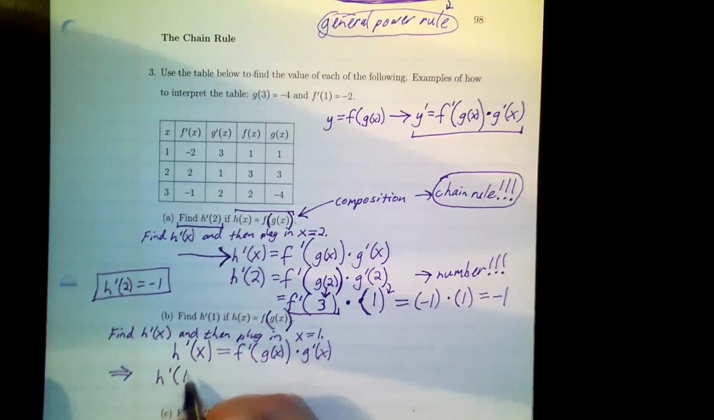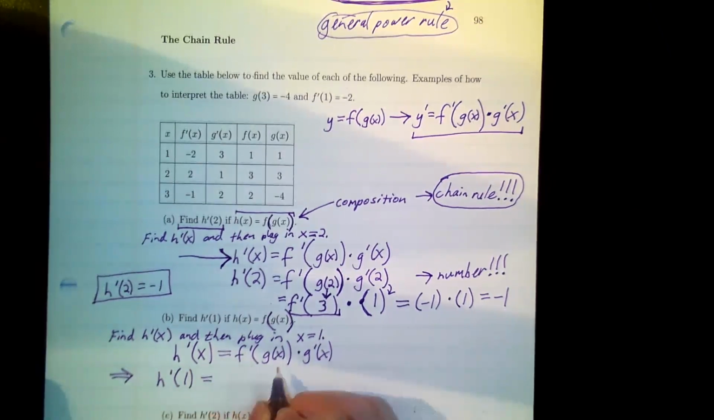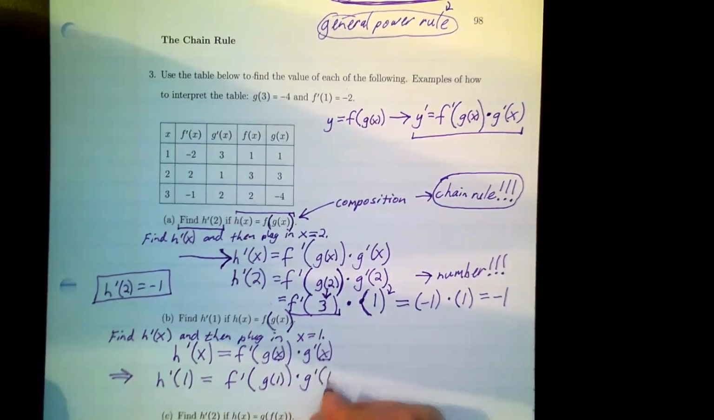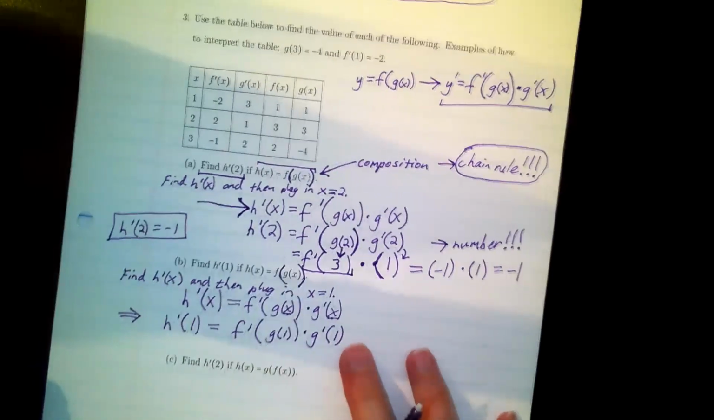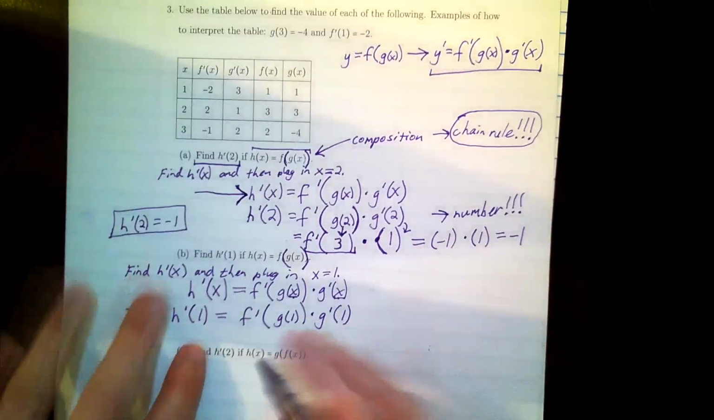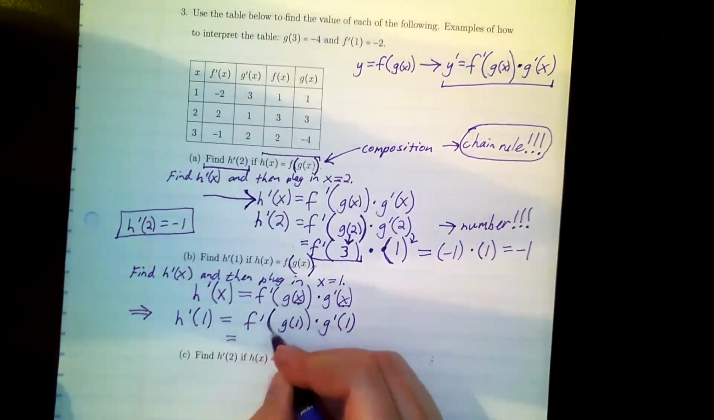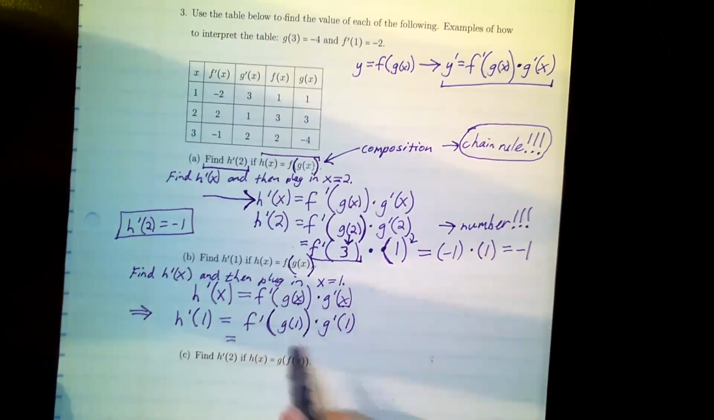H prime of 1 is everywhere you see x, right there and there. Plug in 1. F prime of g of 1 times g prime of 1. And this is where we start on the inside and work our way out. We're going to try to dig ourselves out of our hole here. This is f prime of g of 1. So let's start off figuring out, okay, what is g of 1?